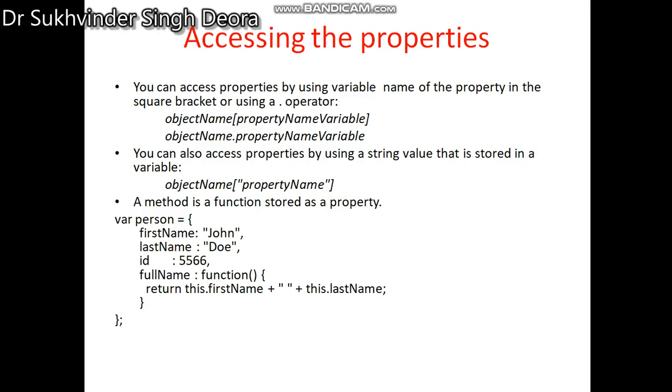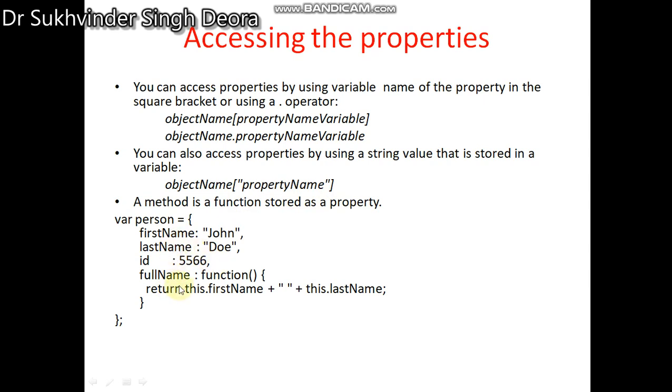Now, how do we access the properties? To access a property, we have methods like objectName followed by square brackets with the property name, or you can use the dot operator with the property name. The third method is the use of a double-quoted string. If you use a double-quoted string inside the pair of square brackets, then also you can access the properties.